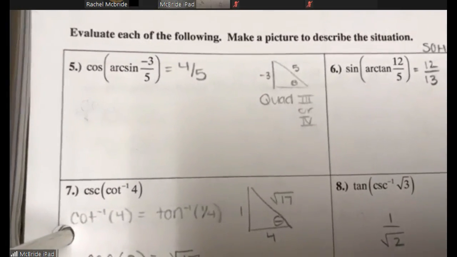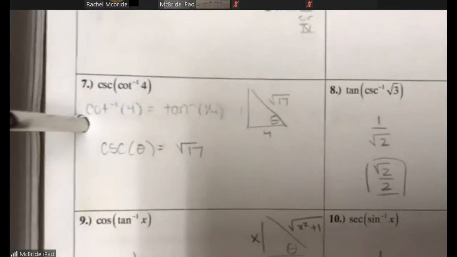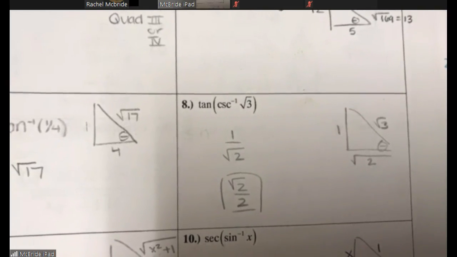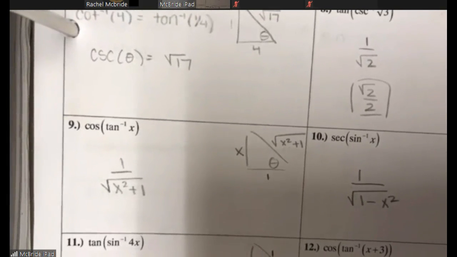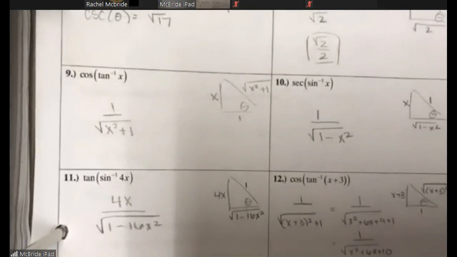Okay, number 5 was 4/5. Number 6, 12/13. Number 7, square root 17. 8, square root 2 over 2. 9, 1 over the square root of x squared plus 1. Then I'll give you a second to check 10, 11, and 12.